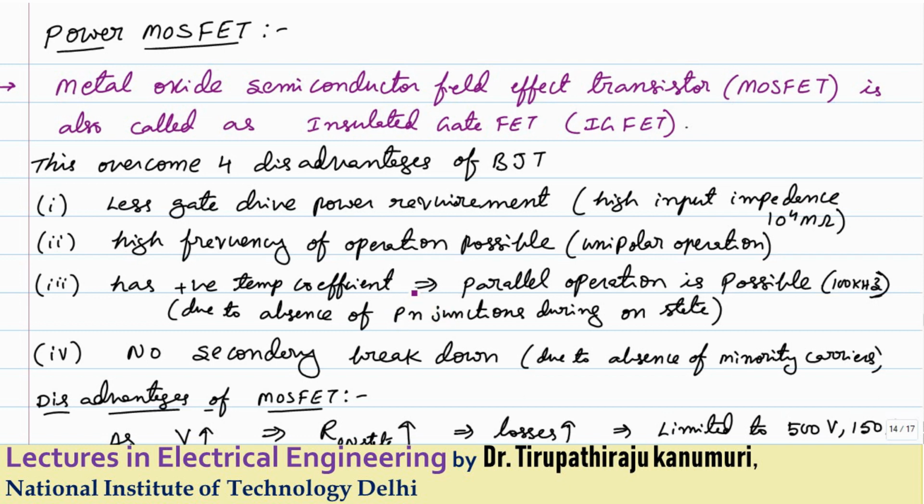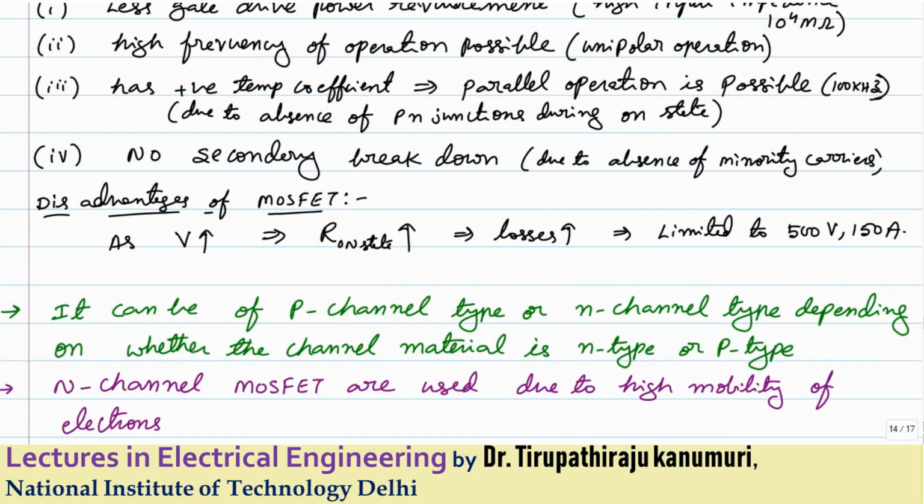Because of the positive temperature coefficient of resistance, if the current increases for some reason, the resistance increases because of the rise in temperature. So automatically it will stop taking the extra load. That is the advantage. So parallel operation is possible, mainly due to the absence of junctions during the on state; that means there is no concept of minority carriers here. And there is another advantage: there is no secondary breakdown, because the secondary breakdown in the BJT happens due to minority carriers. That problem is not there in the power MOSFET.